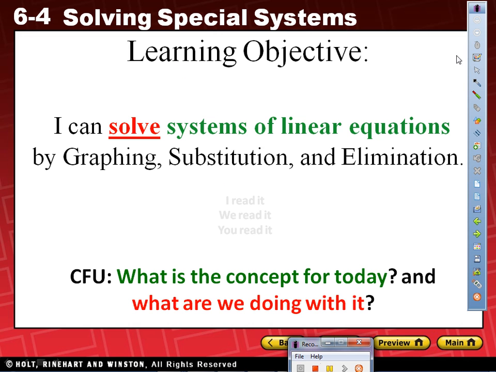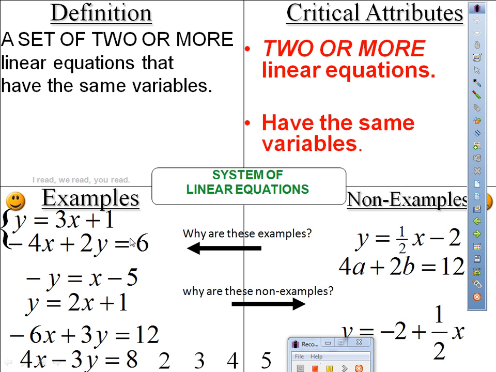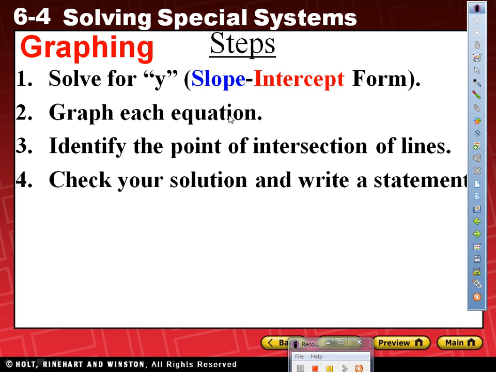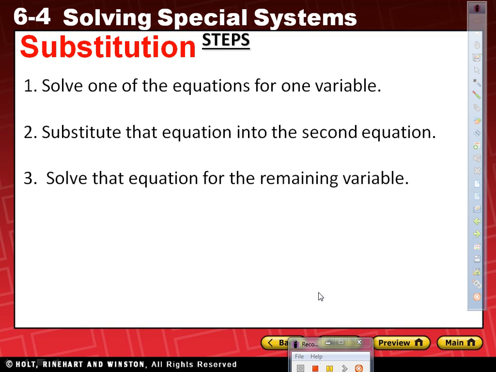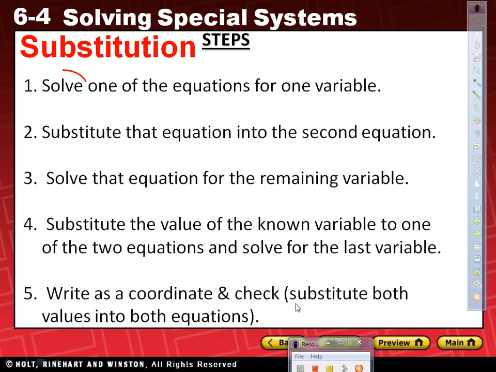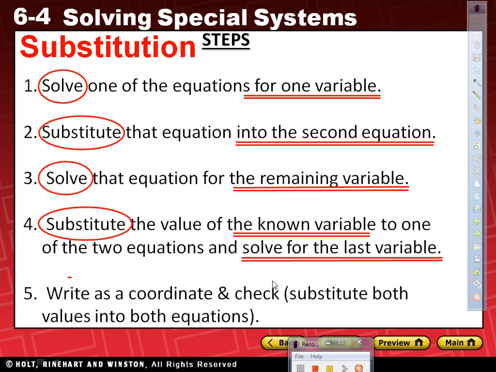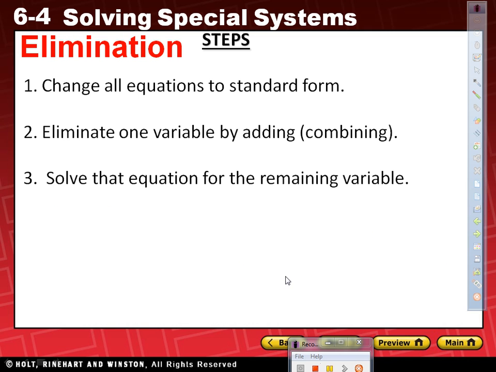We know what systems are. I don't need to revisit that. We already covered definition, examples, non-examples. I gave you guys steps for graphing. We need to solve for y, graph each equation, and identify the point of intersection of each line. For substitution, we know that we need to solve, substitute, write, and check. For elimination, we already know all those 5 steps.